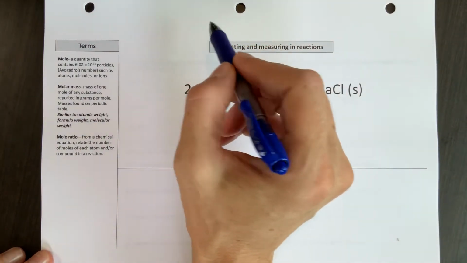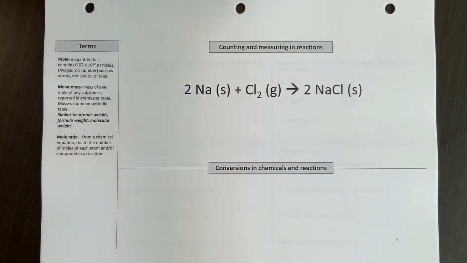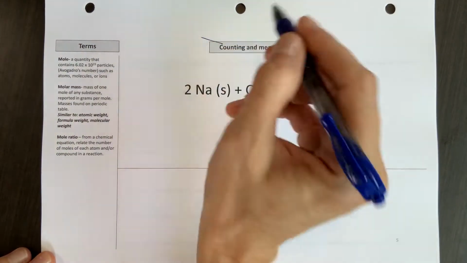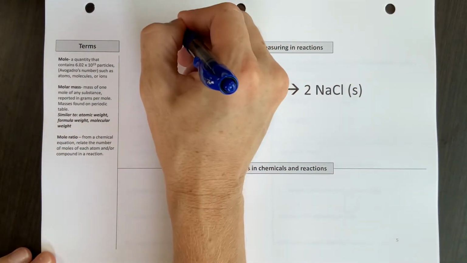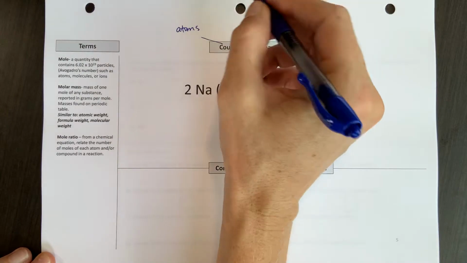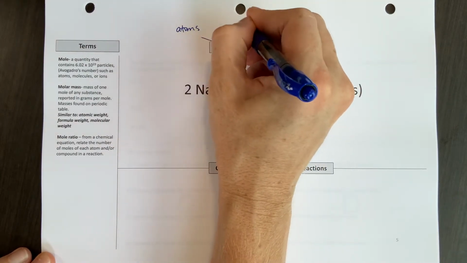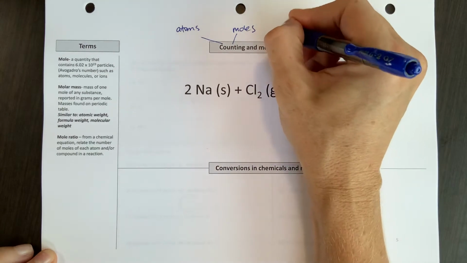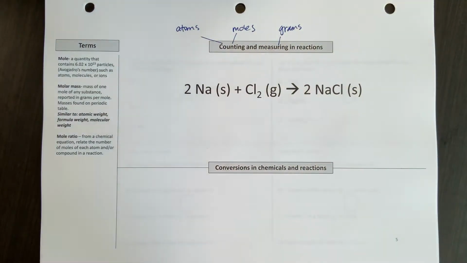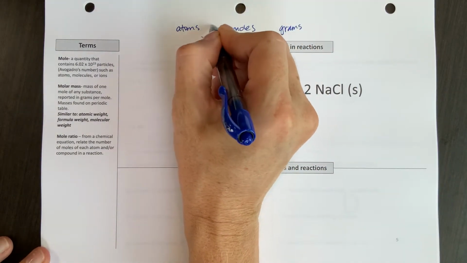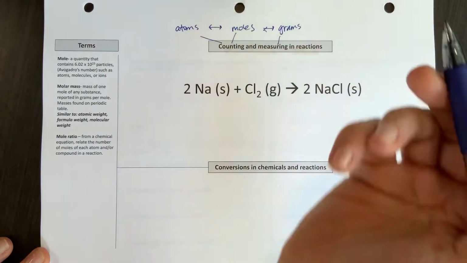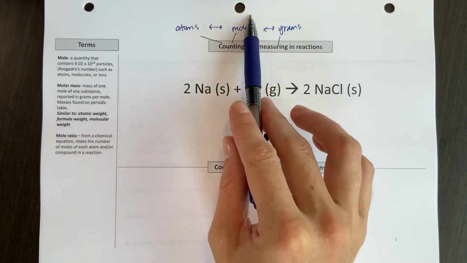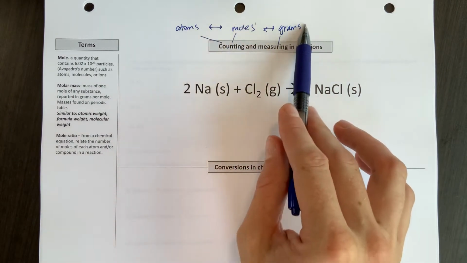So in chemistry, we have to translate between counting and measuring. When we count, we can count very small particles like atoms. We can also count larger groups of atoms called moles. And then we can measure, for example, grams. How much do these actually weigh in a lab? And so what we're going to see on this slide is how to translate between these particles, these groups of particles called moles, and then grams.